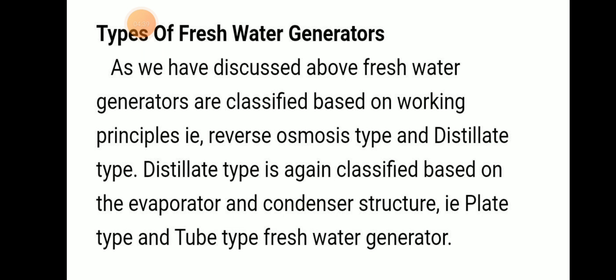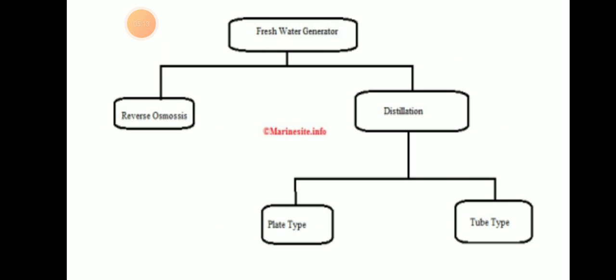There are types of freshwater generator. Like I mentioned, there are two types: reverse osmosis type and distillation type. The distillation type is again classified based on the evaporator and condenser structure into the plate type and the tube type freshwater generator.